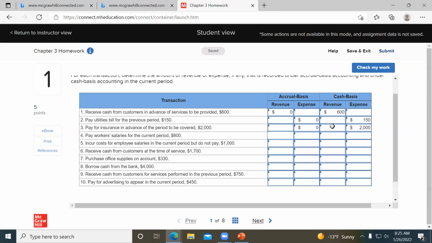Number four, pay workers' salaries for the current period. That's the catch there. We would show that under the accrual basis because it occurred. The salaries were incurred. And we would also record it under the cash basis because we paid the cash, as an expense, right? Correct.